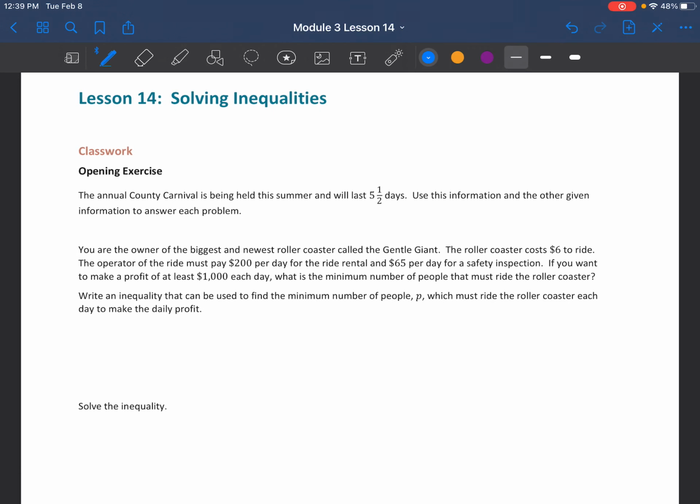Welcome back to Module 3, Lesson 14. Today we're going to jump into solving some inequalities. So let's just go right in with our opening exercise.